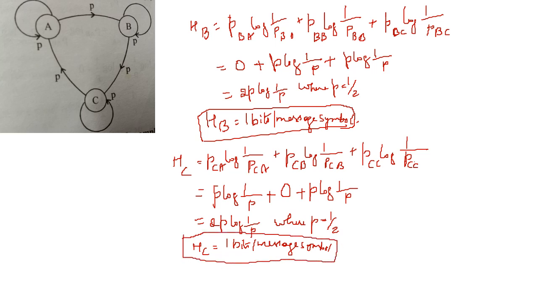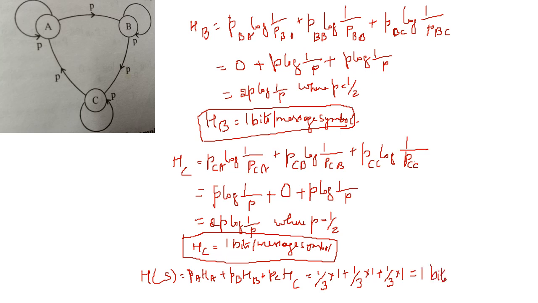Now what will be the total entropy? H of S is nothing but, we know it is PA HA plus PB HB plus PC HC. So if you substitute, PA is nothing but 1 by 3, HA is 1, PB is again 1 by 3, HB is 1, plus 1 by 3 into 1. So we are going to get total entropy of the source H is equal to 1 bits per message symbol.